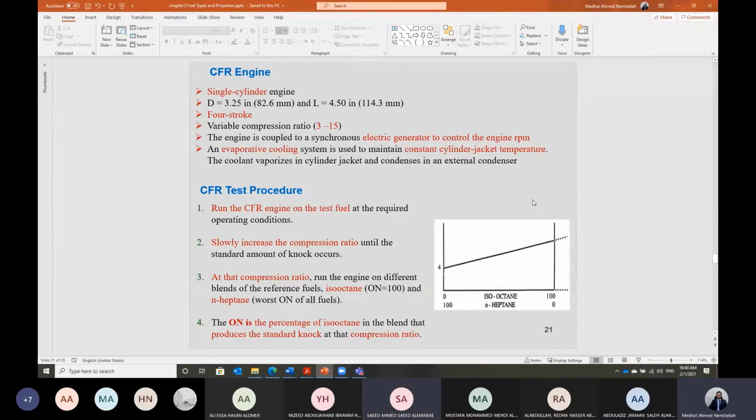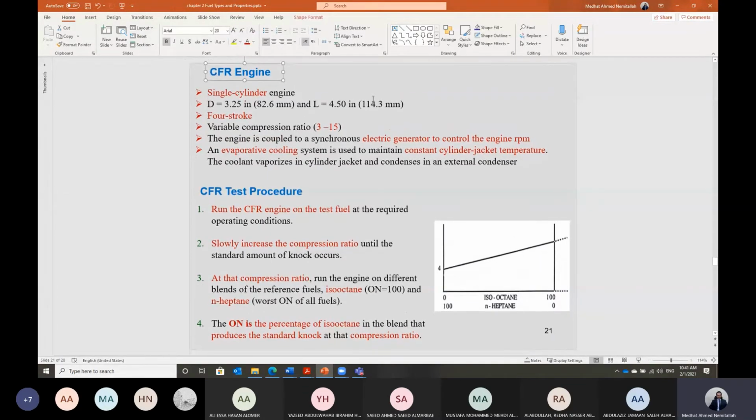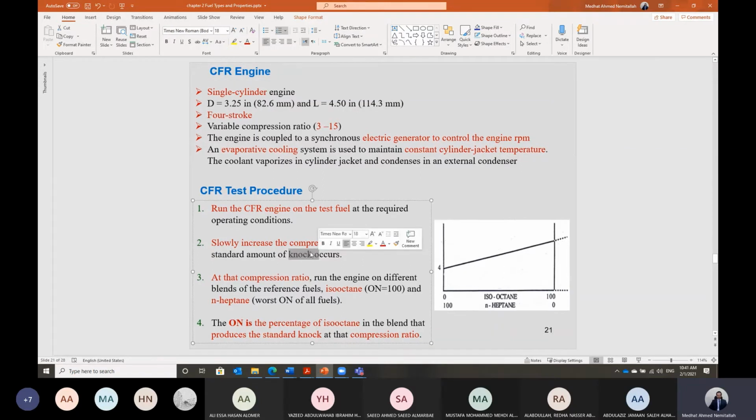No, doctor. So again, the test procedure for any fuel to calculate the octane number: I will come up with the fuel, test it on the CFR engine at a given compression ratio, and then measure the amount of noise generated by the engine. If we don't have the required level of noise, then I will be raising the compression ratio until a certain amount of knock occurs at a given compression ratio of the test fuel.